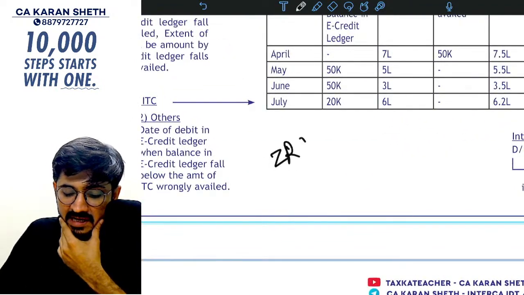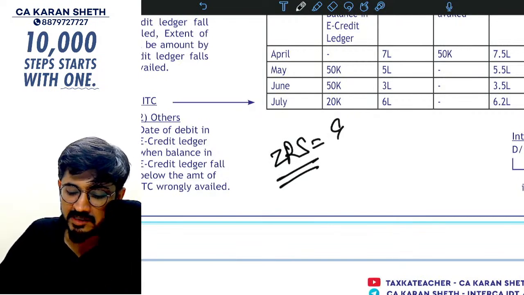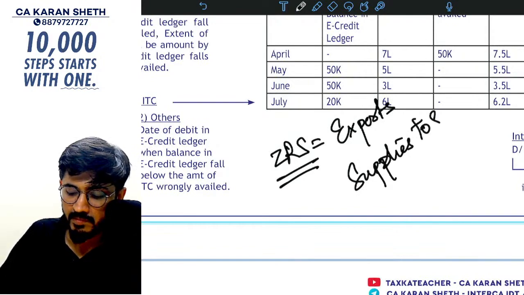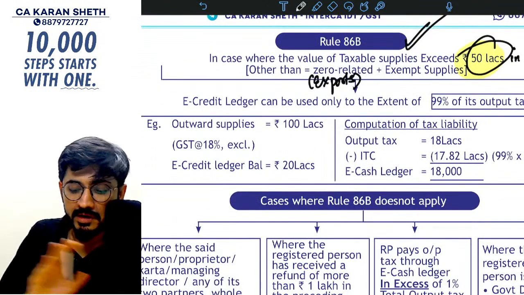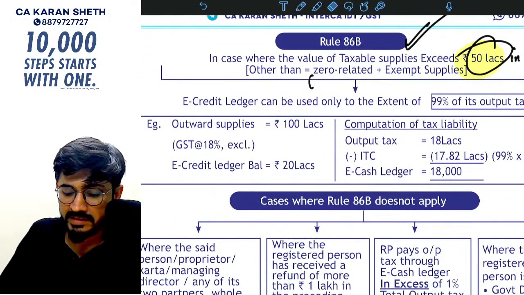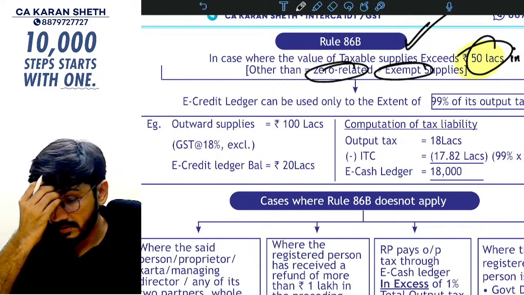Okay, you can just jot down. Zero rated supplies का classic example is exports or supplies to SEZ. ठीक है, you will not include them, and also exempted supplies you will not include them. ठीक है, done.